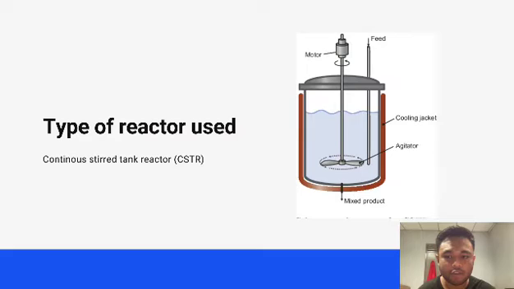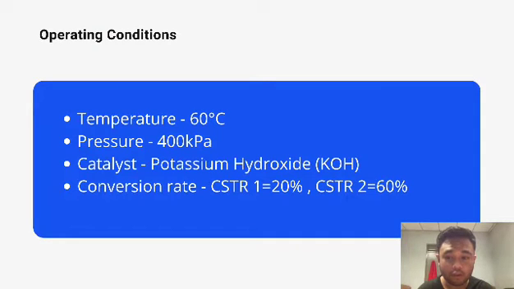A conversion reactor constantly adds reactant and withdraws the result. To guarantee homogeneous chemical composition and temperature, enough agitation is necessary. The operating conditions are as follows. The CSTR reactor's temperature is set at 60 degrees Celsius and also 400 kPa pressure.